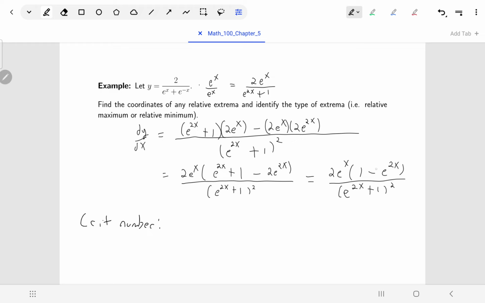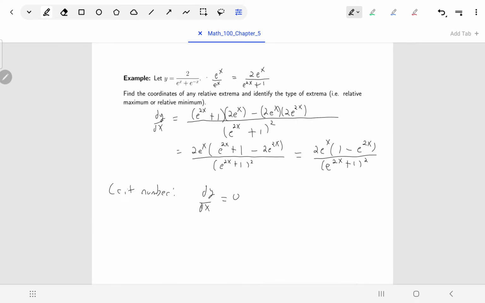I don't have to worry about this fraction here ever being undefined. So I only have to worry about when the derivative is equal to 0 then, and the derivative is equal to 0 only happens when the numerator for this thing is equal to 0.